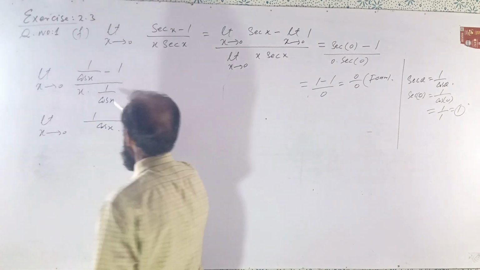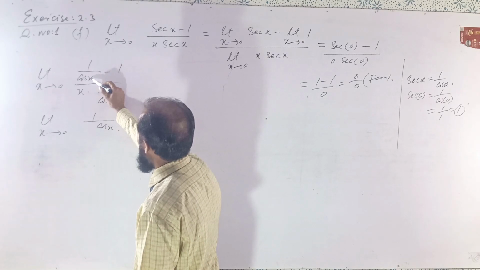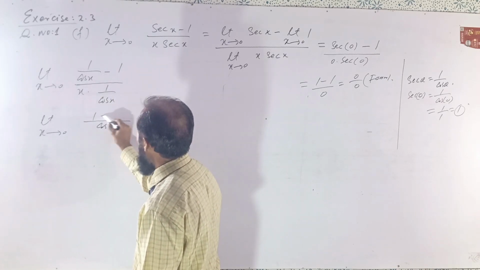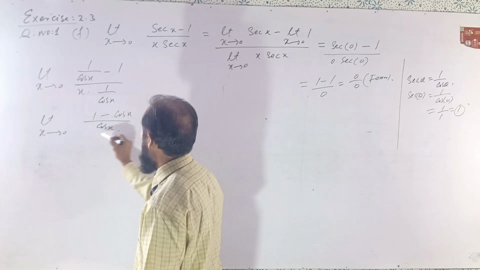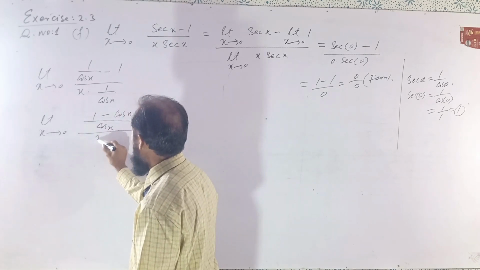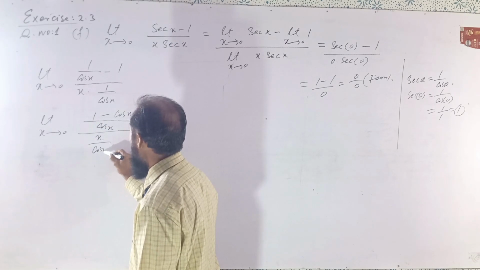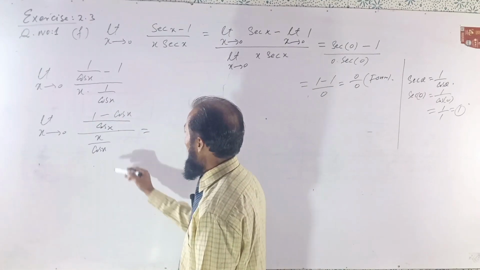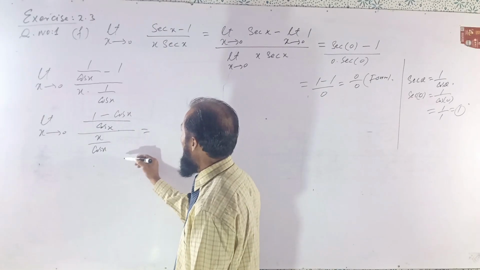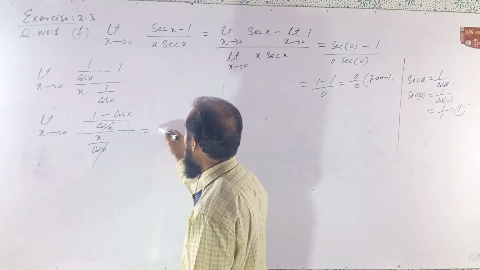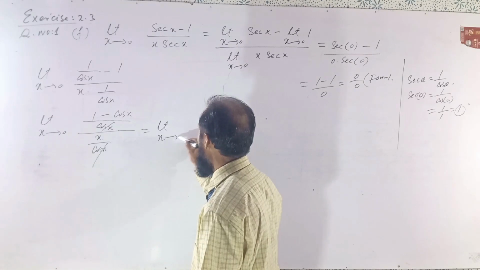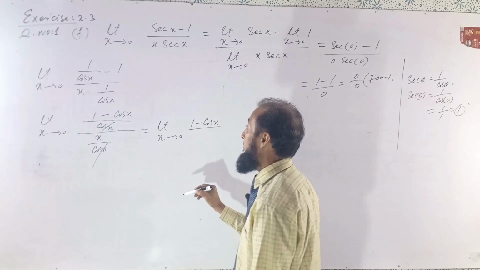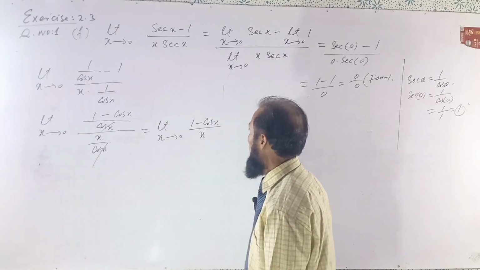Now 1 by x we are taking, so cos x is the LCM, so this cos x is multiplied by 1, so we get cos x divided by x divided by cos x. So we can write this one, the cos x are cancelled to each other, so we can write limit x tends to 0, 1 minus cos x divided by x.